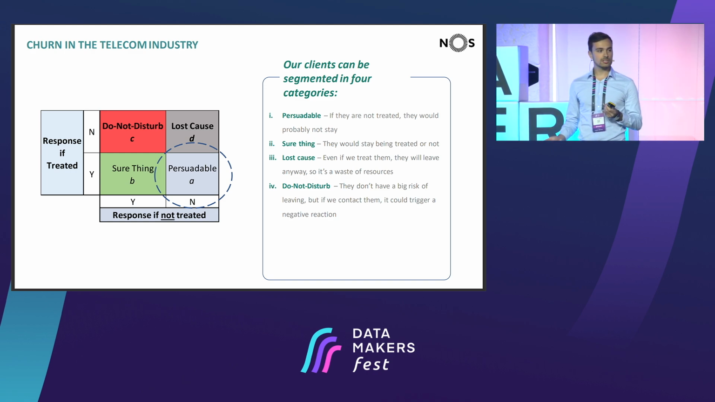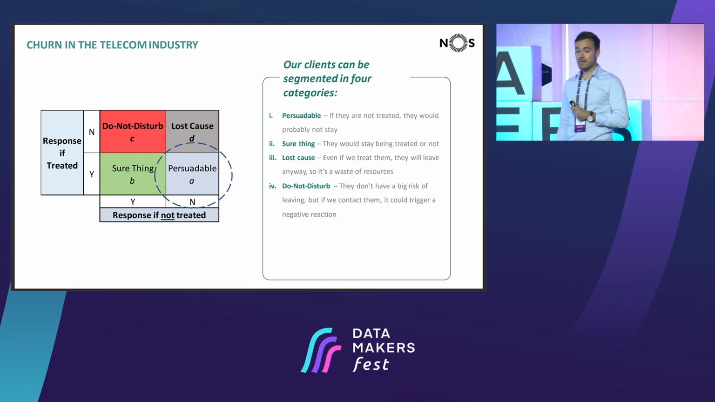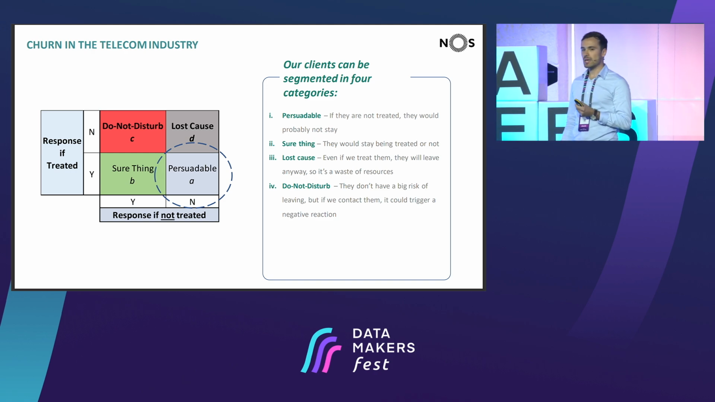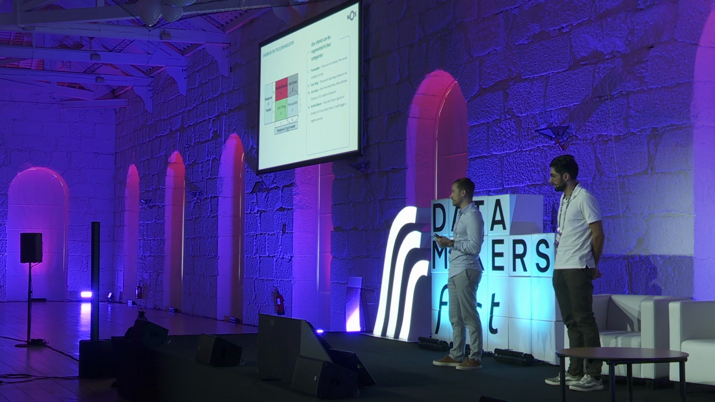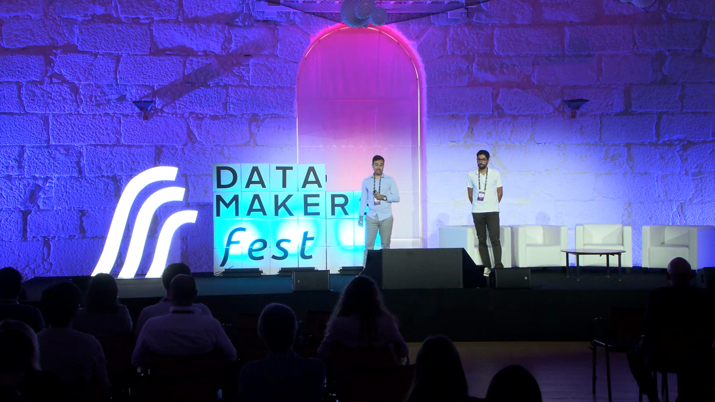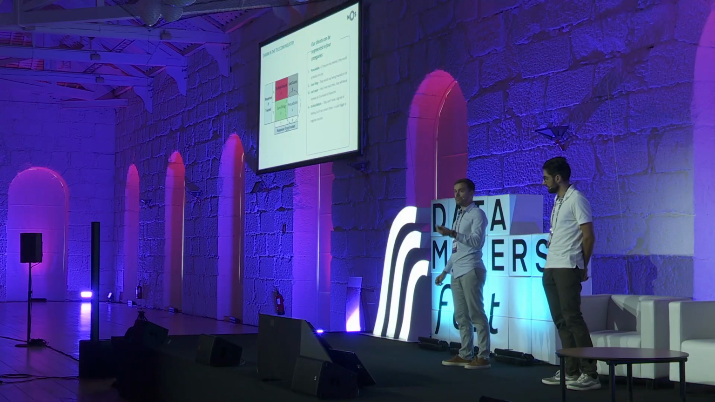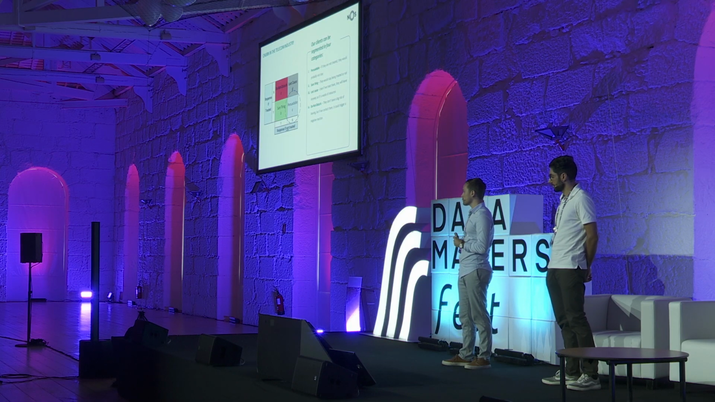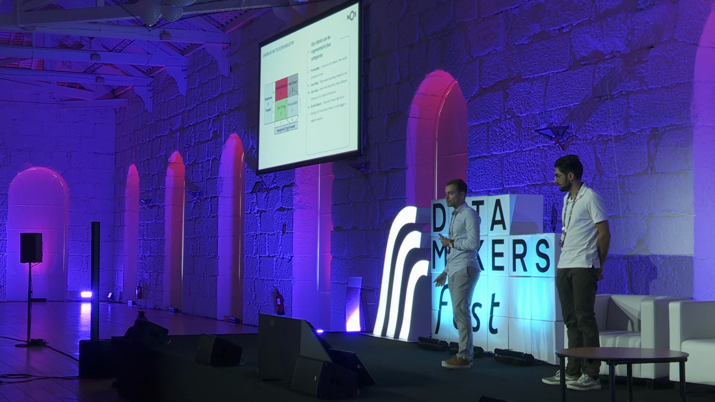The do-not-disturb ones, we could see these as the clients that are probably happy with our services, but if we contact them, it could generate a negative impact, the opposite of what we expected with a marketing campaign, so we probably should not disturb them. And last but not least, the persuadable ones, that are the clients that we really want to focus on. They are probably not satisfied with our services at this moment, but if we contact them, maybe we can make them change their minds, and these are the clients that we want to focus on.